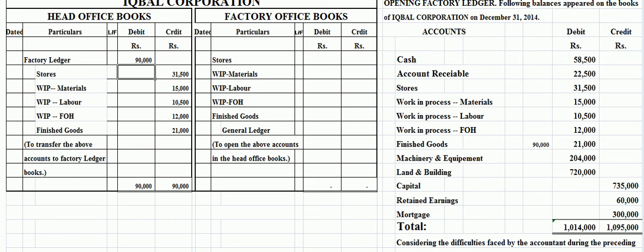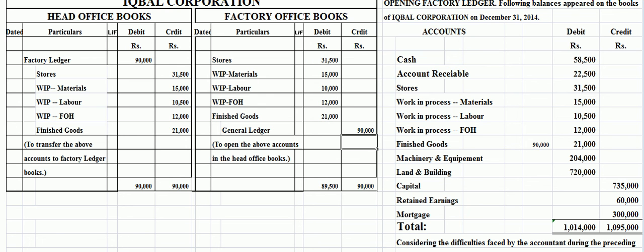Now we move to the factory office books, in which these entries which have been passed in head office should be reciprocal. The store amount 31,500 rupees. Work in process material 15,000 rupees. Work in process labor 10,500 rupees. Work in process FOH 12,000 rupees. And finished goods inventory is 21,000 rupees. And the sum up is 90,000 rupees.